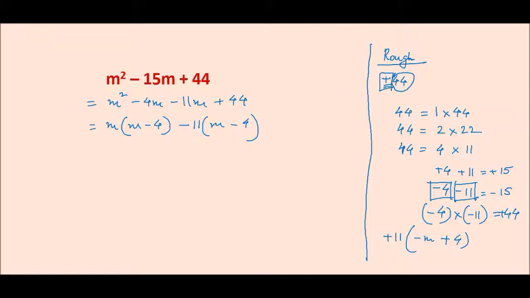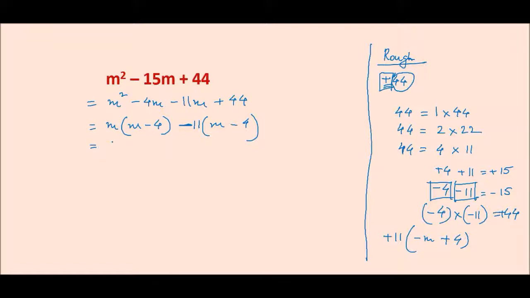Now, in the first bracket, we are having m minus 4, so they would differ. But we should be having the same expressions in both the two brackets. Therefore, I have taken out minus 11. You have to be careful about this. You have to have the same expression within the two brackets.